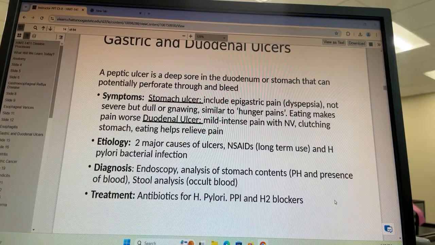When you eat, that actually makes the pain worse. And this is because anytime that you eat food, your stomach responds by secreting more stomach acid to help digest that food, right? That makes sense? So if you have an ulcer in your stomach and you eat food and you start secreting more stomach acid, that stomach acid is going to burn that ulcer even worse. So that's why eating makes the pain worse.